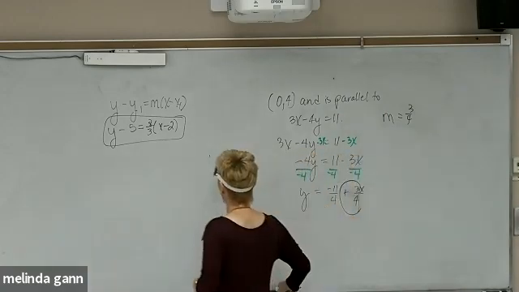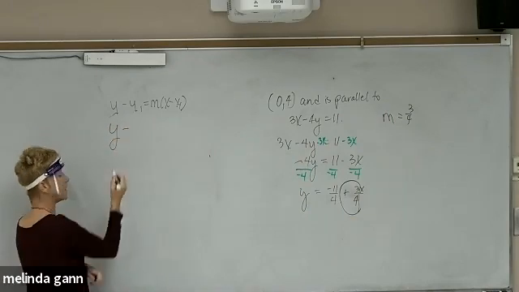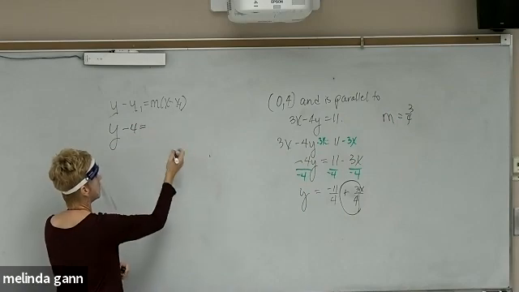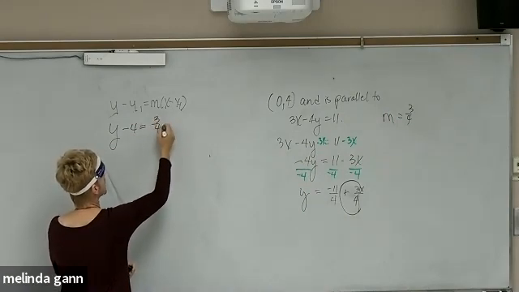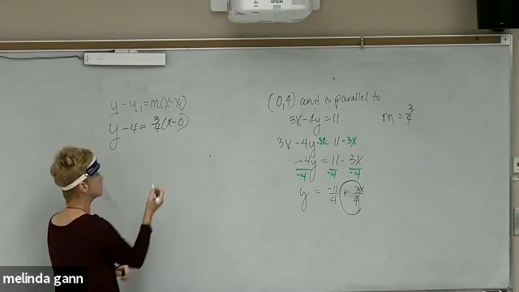So what would I have over here? Y minus, what's the y part of my point? 4. What do we say our slope was? 3/4. And then I have x minus, what's my x coordinate? 0.